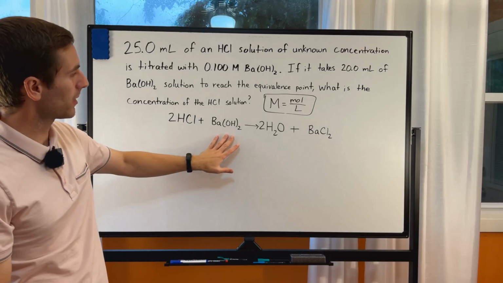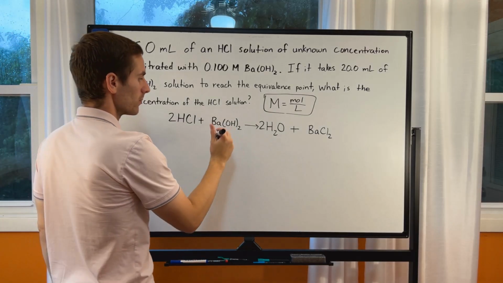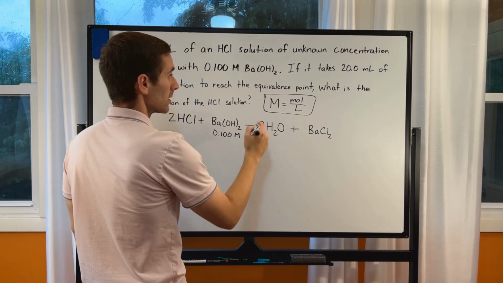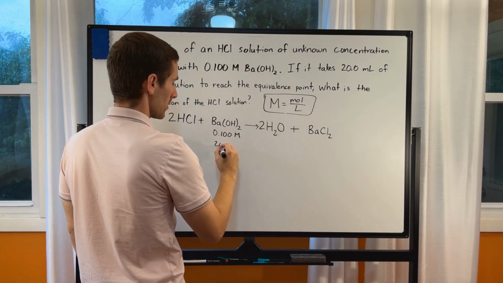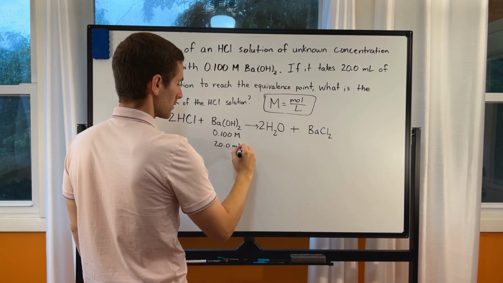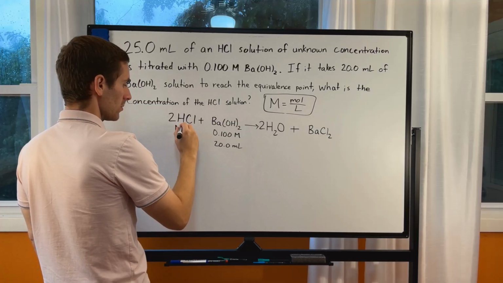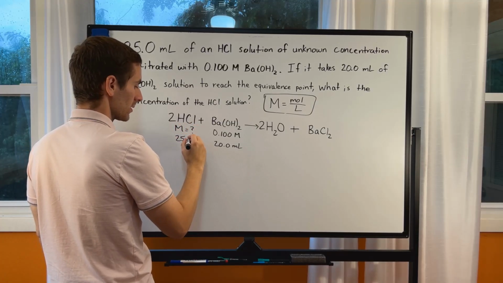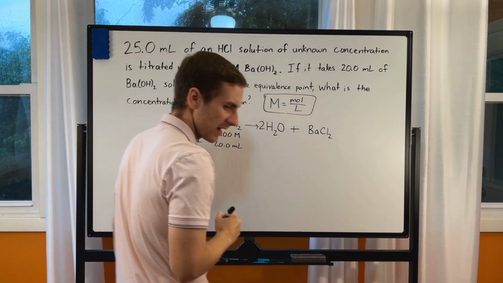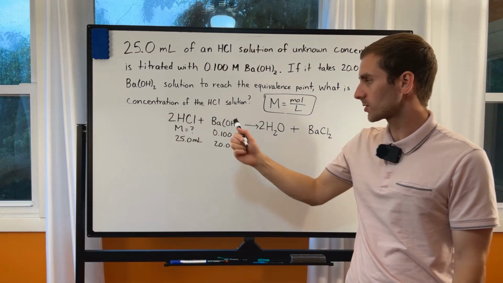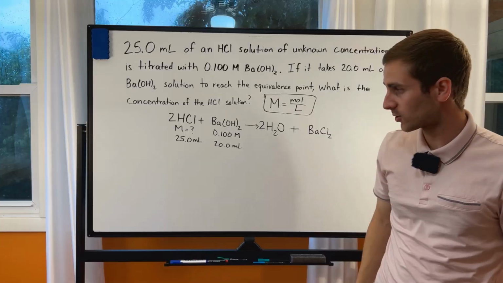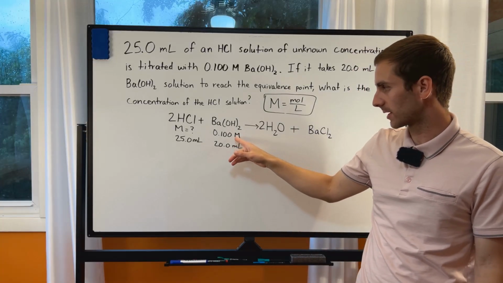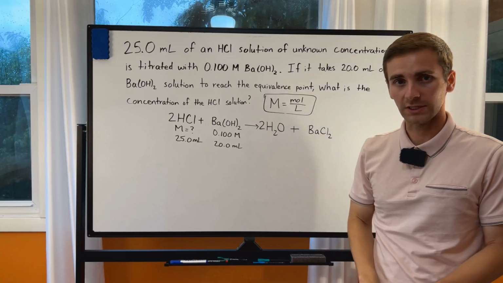Okay, and we know about the barium hydroxide. We know both the molarity of that and the volume, 20 milliliters. The HCl, we don't know the molarity, but we know the volume is 25 milliliters. So we're always going to start with the one that we know more information about. Okay, we know two things about these, the molarity and the milliliters, which we can convert to liters.